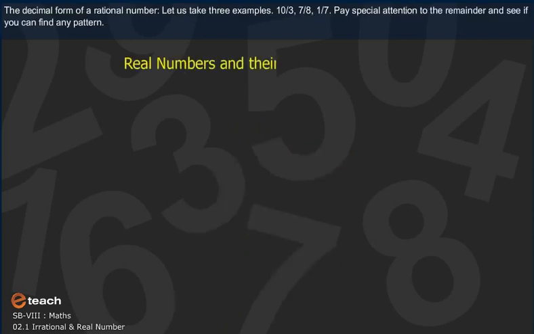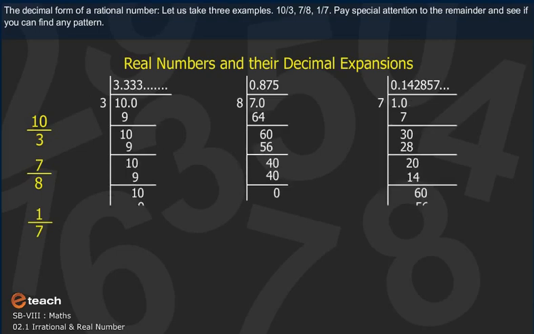The decimal form of rational number. Let us take 3 examples: 10/3, 7/8, 1/7. Pay special attention to the remainder and see if you can find any pattern.